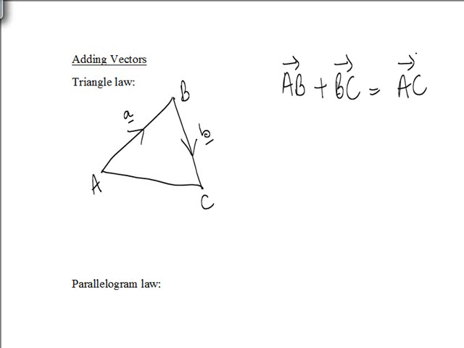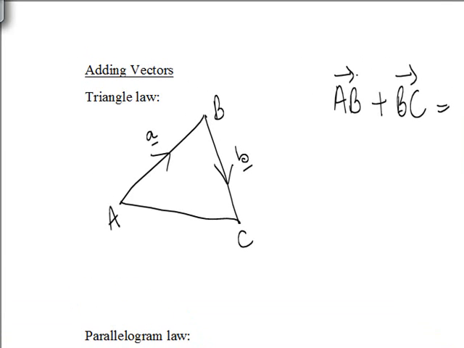That's the triangle law. How do I know that? For you to use the triangle law, these two letters must be the same, right? And the resultant vector would be the letters on the outer edges. Good? And so AC is the vector here.